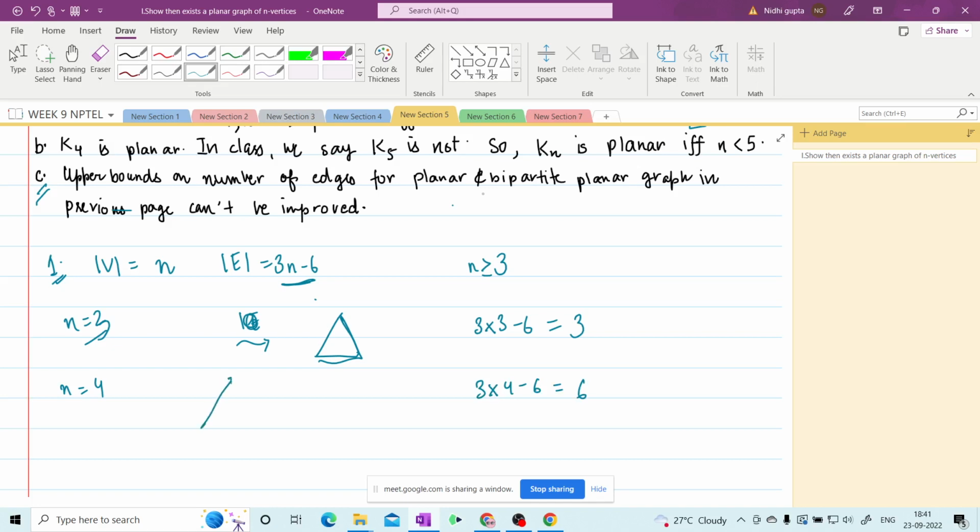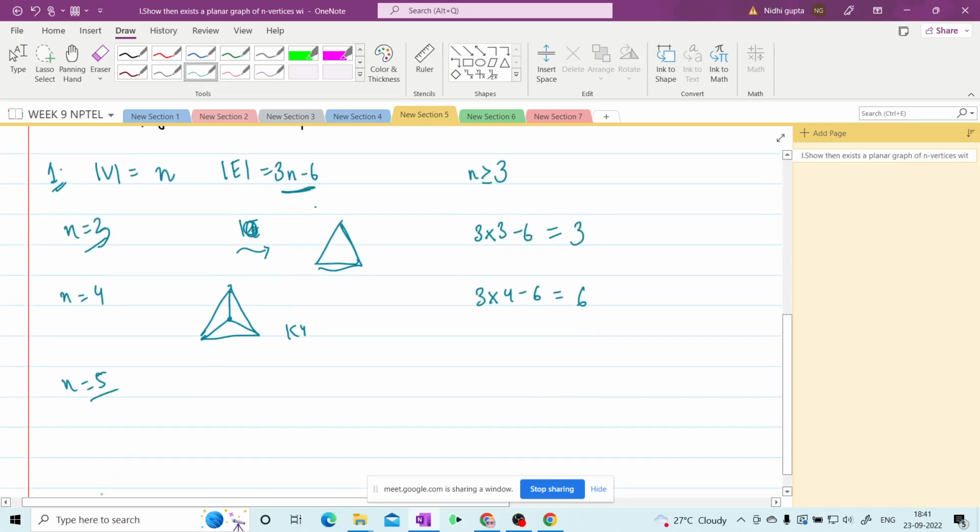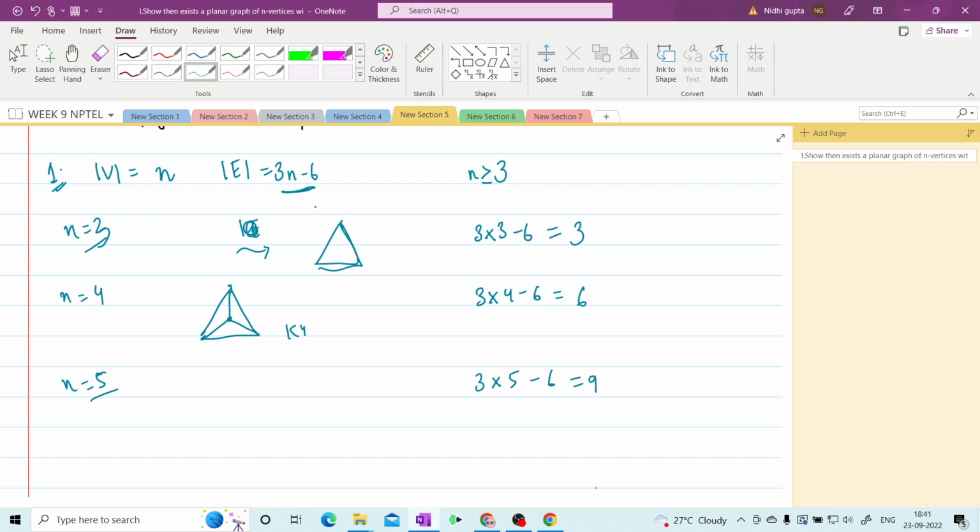and we already have seen this also. This is K4. Now for n equal to 5, we have to do 3 into 5 minus 6, which is 9. So basically we have to add one more vertex and 3 more edges, and we are not allowed to have self intersection. So what is the obvious way to do this? Add a vertex at the top and then add 3 edges.